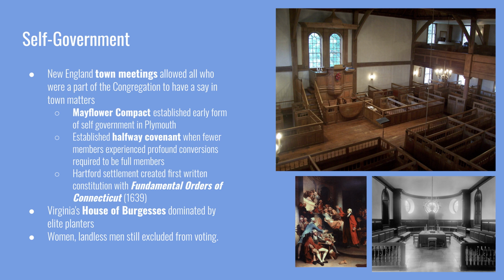As fewer and fewer people were full members of the congregation, changes were made so that the congregation could have more people. The halfway covenant was created so more people could have a say in the town's matters. It meant that even if one was not a full member of the congregation, one could still technically be able to take part in town meeting matters.